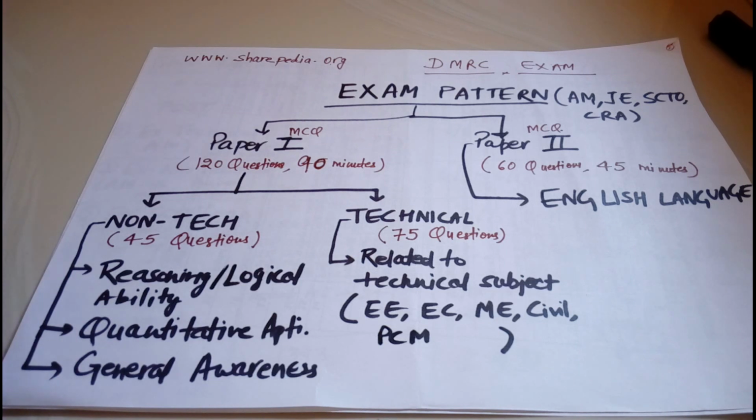Now if I talk about the non-technical section, there are 45 questions and it basically consists of questions from reasoning or logical ability, quantitative aptitude, and general awareness. In general awareness, questions come from politics, economics, history, geography and current affairs. In the DMRC exam 15 to 20 questions come from general awareness, so do not ignore this section.